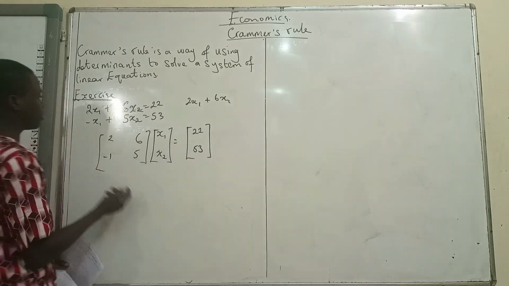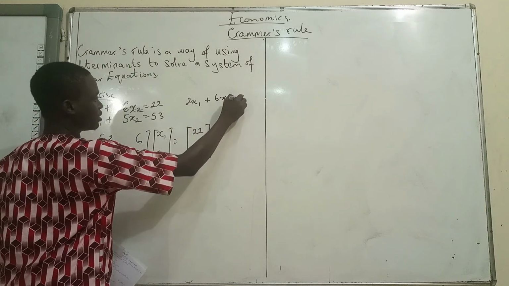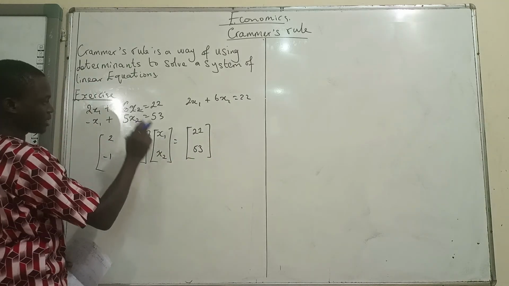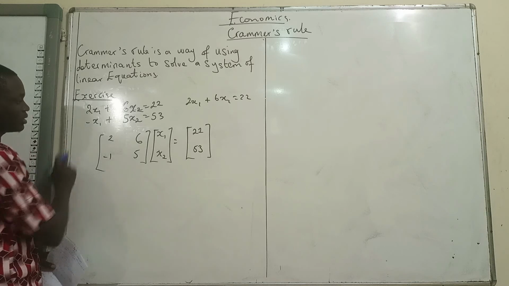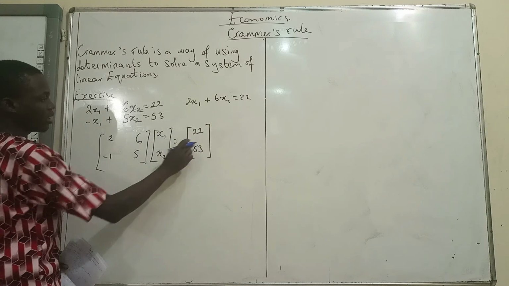Okay, so it's more like this times this plus this times this equals 22, so we have 22 here. Then we have minus 1 times x1, which gives us minus x1, plus 5 times x2, which gives us 5x2, and equals 53.